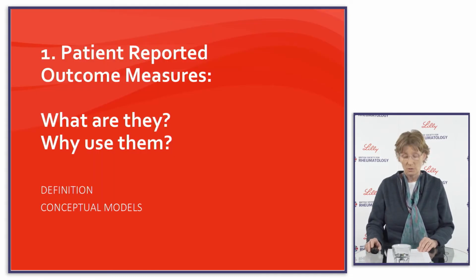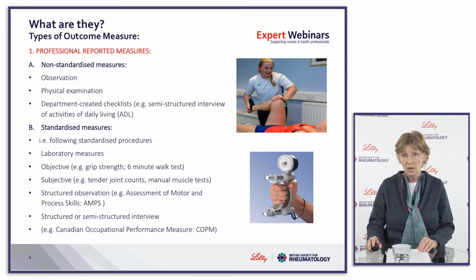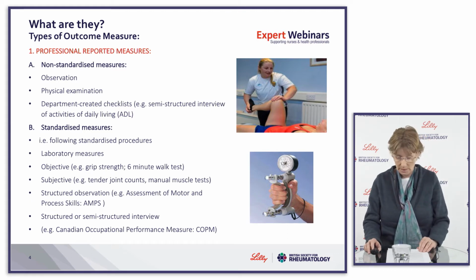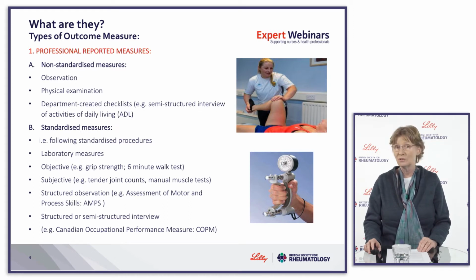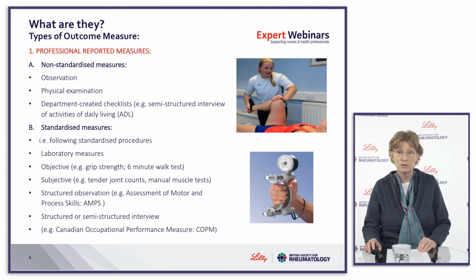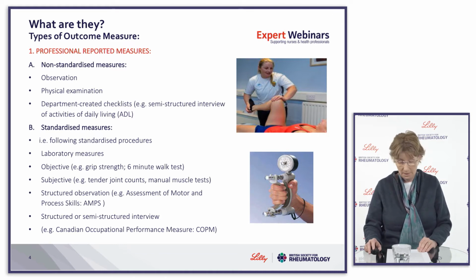So first of all, what are PROMs? Why use them in your practice, audit or research? Well, outcome measures are either broadly health professional or patient-reported measures, and you're familiar with health professional ones. These can be non-standardised: observation, physical examination, and homegrown checklists. And a few years ago, we surveyed rheumatology OTs and found out that most assess patients' daily activities with a homegrown checklist, and most at the time.